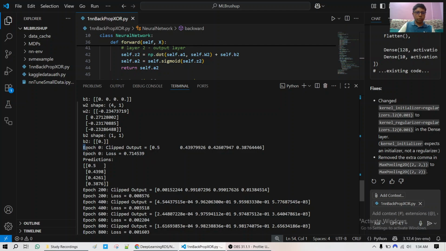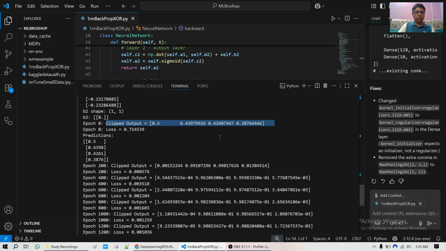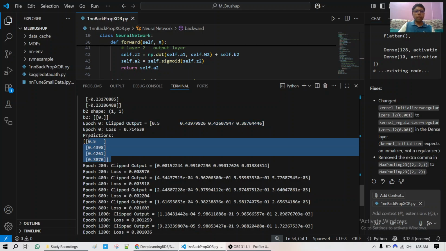So for epoch 0, we have the clipped output of 0.5, and we have a loss function. It's a huge value, the loss function, right? These are the clipped outputs. Clipped output means the output kept between more than 0 and less than 1. So for epoch 0, we have this particular value, and the prediction was this one, like 0.5. This was the prediction at epoch 0, right?